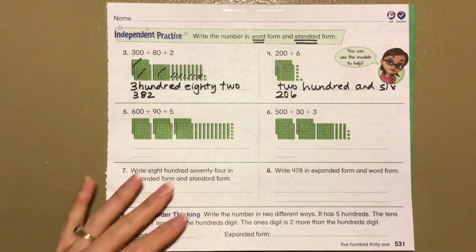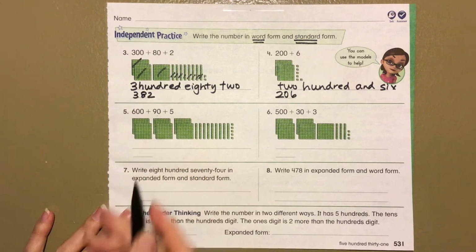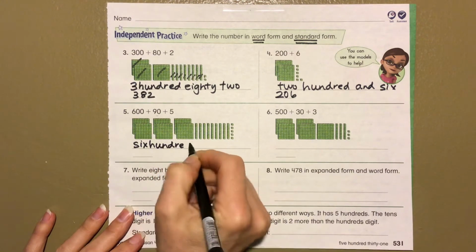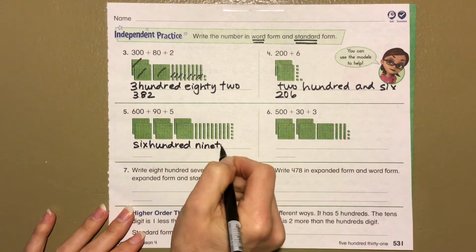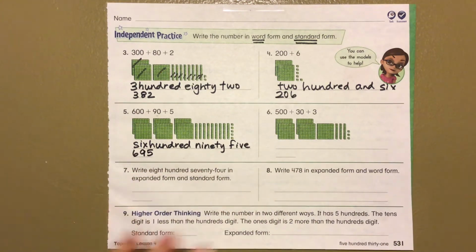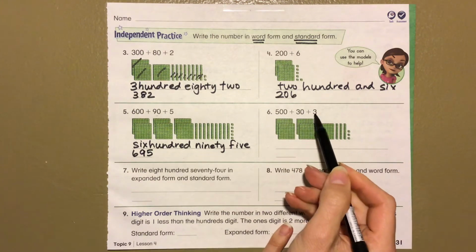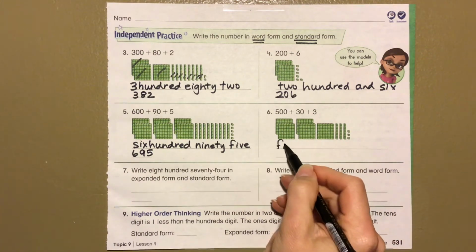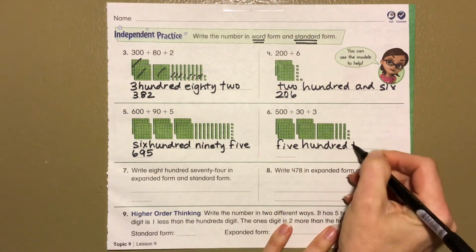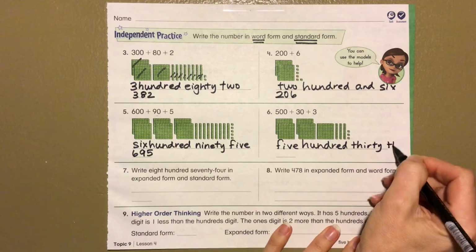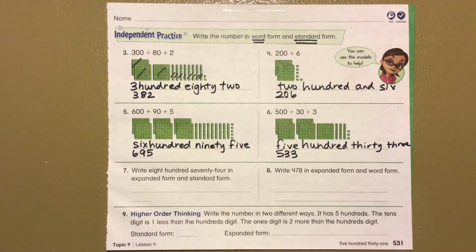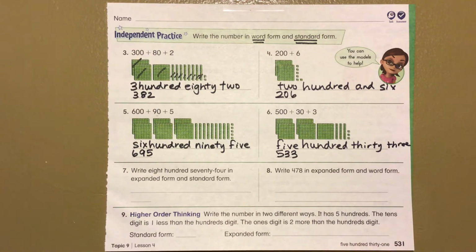Okay, let's look at number 5. So we have 600 plus 90 plus 5. So we know that 695 or 695. All right, our next one is 500 plus 30 plus 3. So we're going to write 530 3. So 533. Whew, that was a lot of writing. Great job, everybody. Let's take a look at number 7 now.